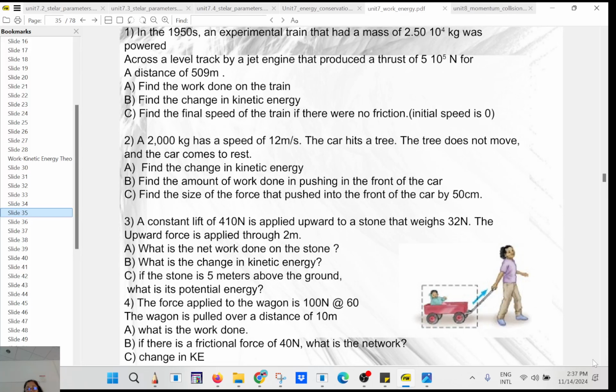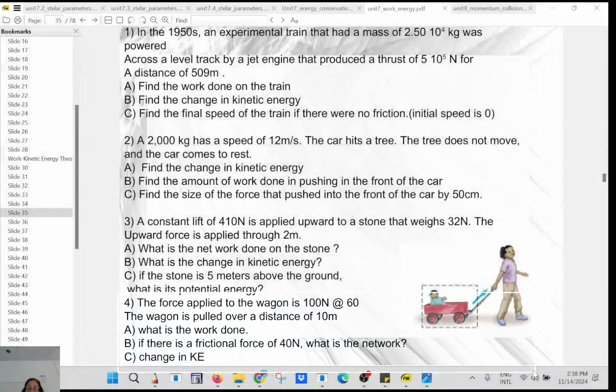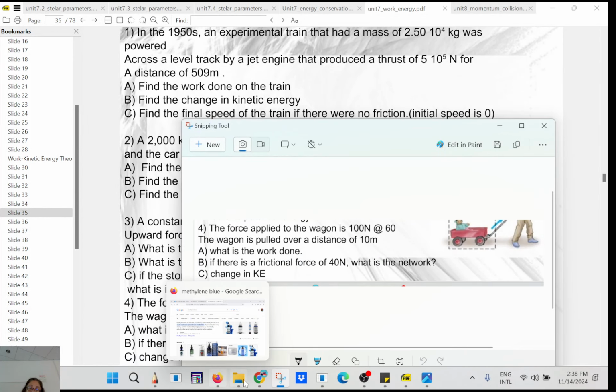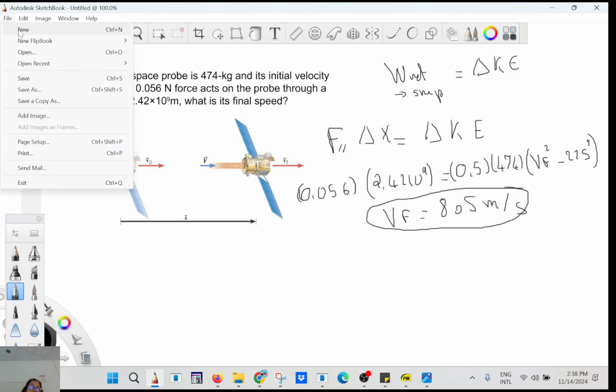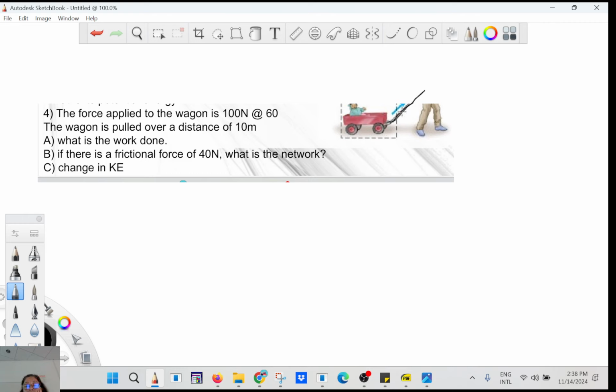Let's try number 4. So there is a force applied, but you see the force has two components. One component is perpendicular to the displacement, so we don't want this one. It doesn't help making it go faster. We only want the component parallel to the displacement because that's the only one that makes it go faster, right? That provides the acceleration. Okay, so this force here has a magnitude of 100 Newton, and the angle here is 60 degrees.